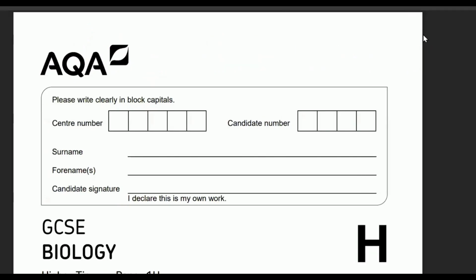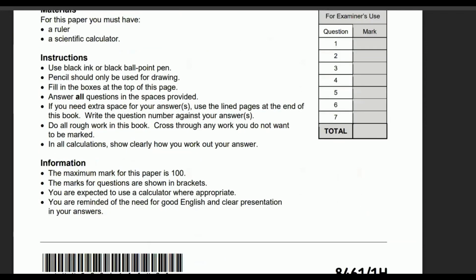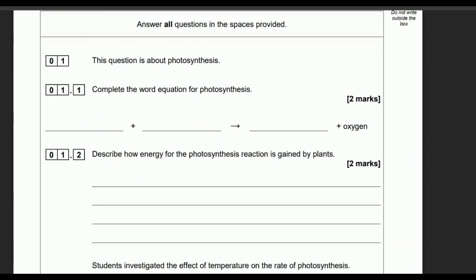I'm going through GCSE biology. This is the 2020 paper one higher. There's 7 questions, total of 100 marks. So roughly 140 minutes to do this paper. Let's get into it. Okay, question one.